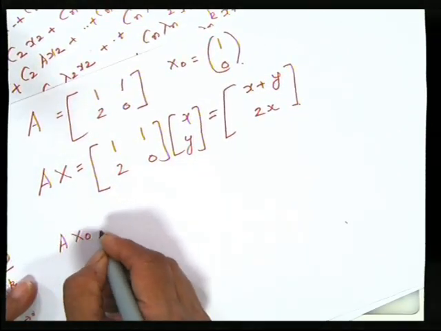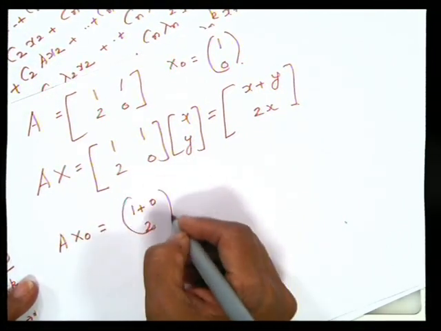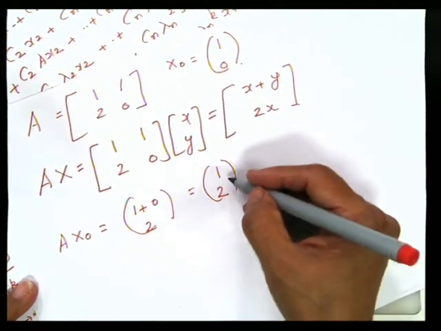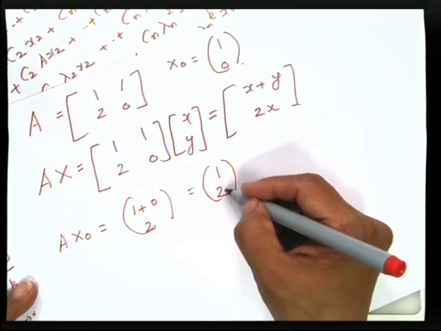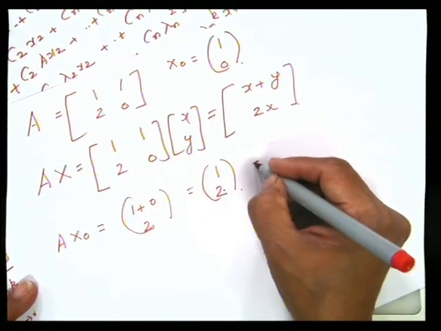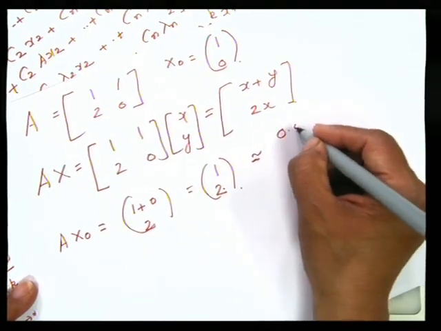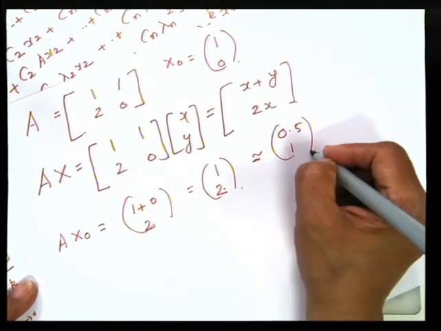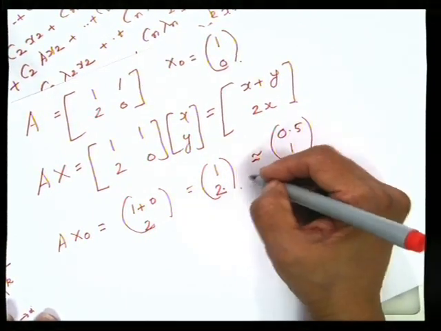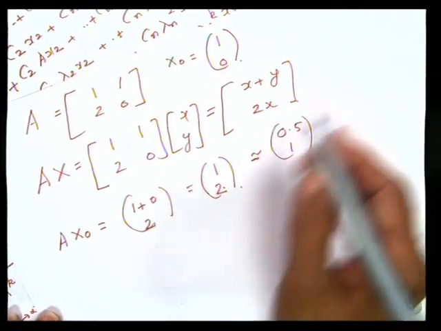So what is Ax naught? It is 1 plus 0 and 2, that is equal to 1, 2. What we do at this stage, 2 is the one with maximum component. We divide both the terms by 2. So the next approximation becomes 0.5 and 1. After all, we are looking for a scalar multiple of the eigenvector. So dividing by 2 has no effect in finding the corresponding eigenvector.